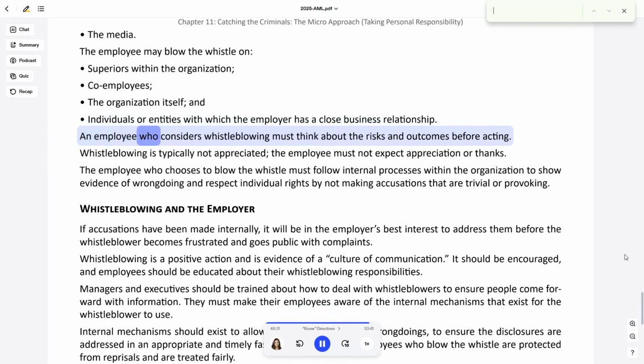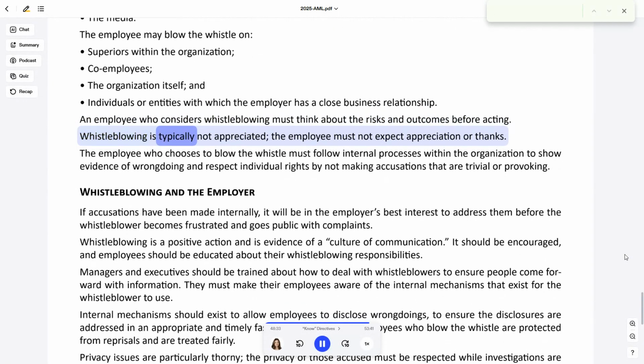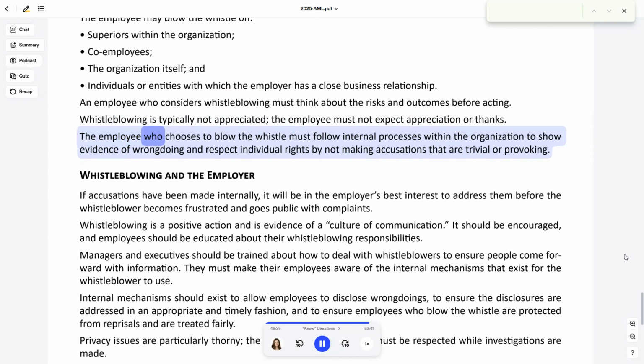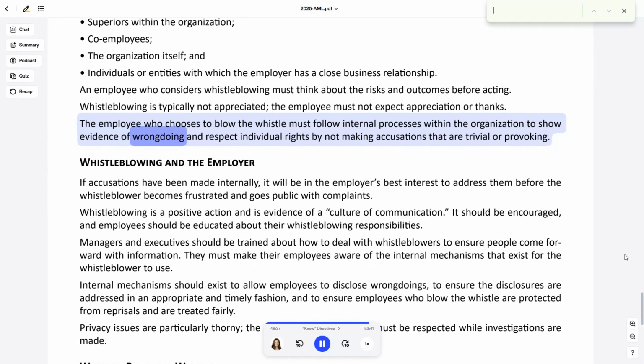An employee who considers whistleblowing must think about the risks and outcomes before acting. Whistleblowing is typically not appreciated. The employee must not expect appreciation or thanks. The employee who chooses to blow the whistle must follow internal processes within the organization to show evidence of wrongdoing and respect individual rights by not making accusations that are trivial or provoking.